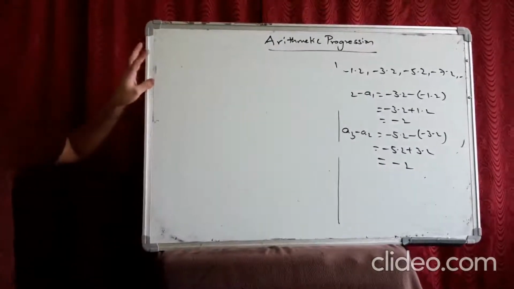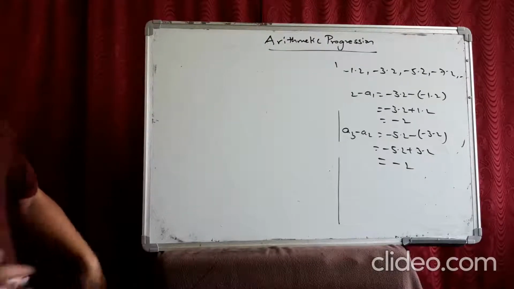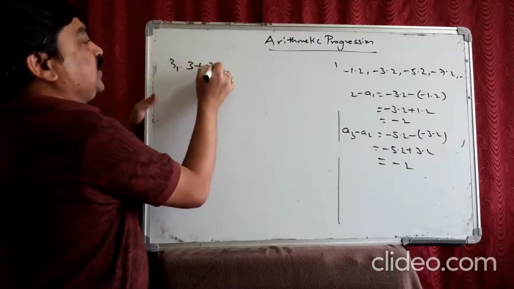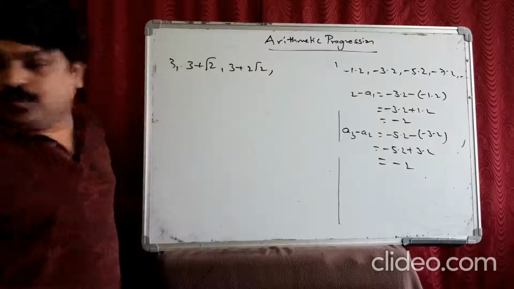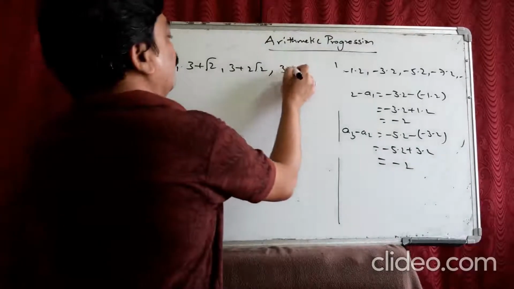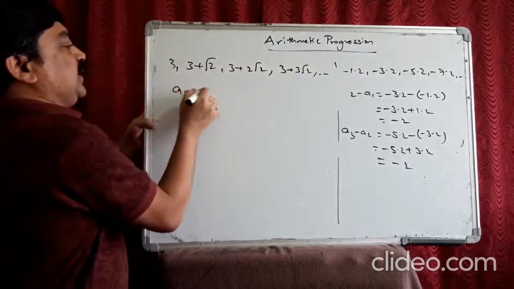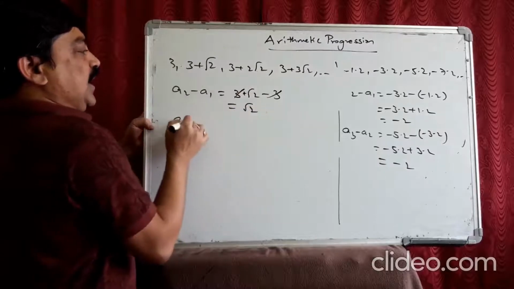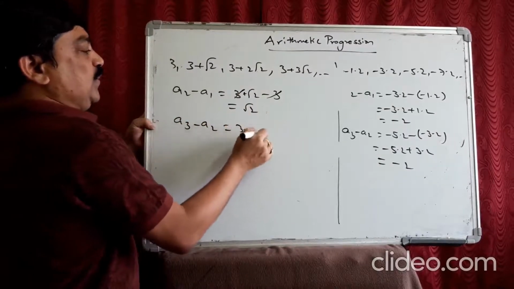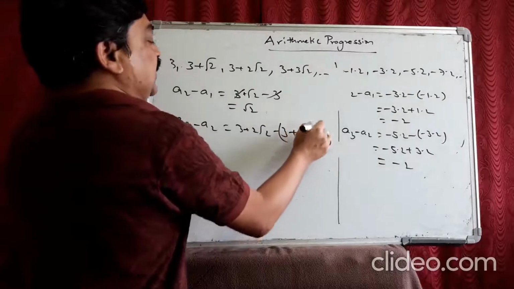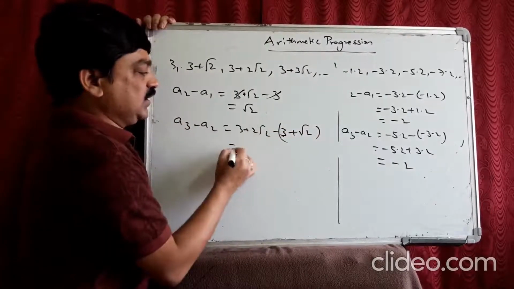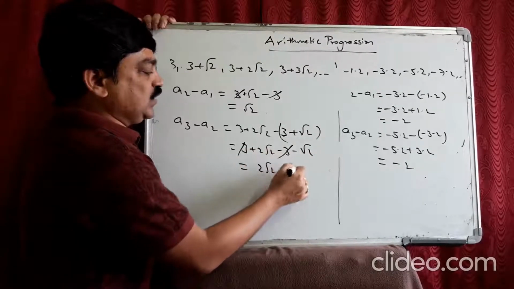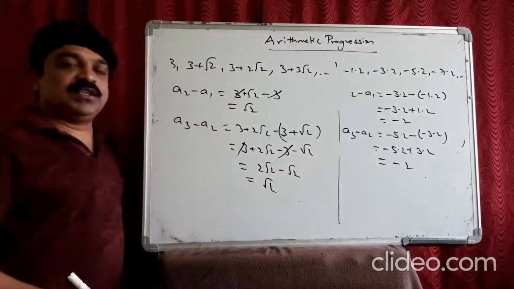One more problem. It is of decimals, 0.2, 0.22. Oh, let me do one irrational also: 3 plus root 2, 3 plus 2 root 2, and 3 plus 3 root 2, and so on. A2 minus A1: 3 plus 2 root 2 minus 3 plus root 2. See, when you get two terms like this, put a bracket. Now expand the bracket. 3 gets cancelled. 2 root 2 minus 1 root 2 becomes root 2. Both are the same. This is also in AP.